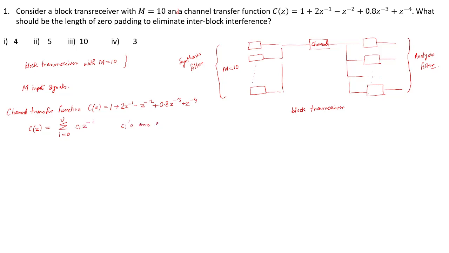So you get c0. If you see the expression of C(z), you can see c0 corresponds to the constant element because it has z to the power 0. c0 is 1, c1 is 2, c3 is minus 1, c4 is 0.8, and c5 is 1.